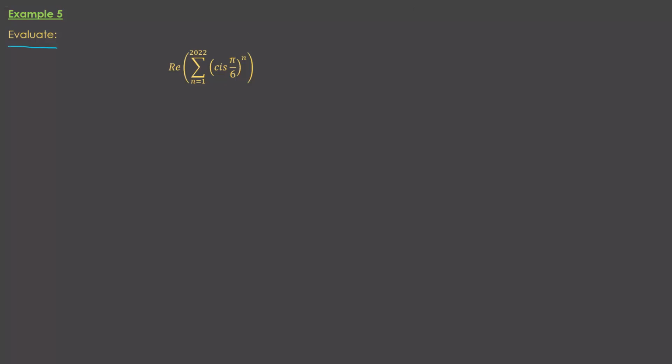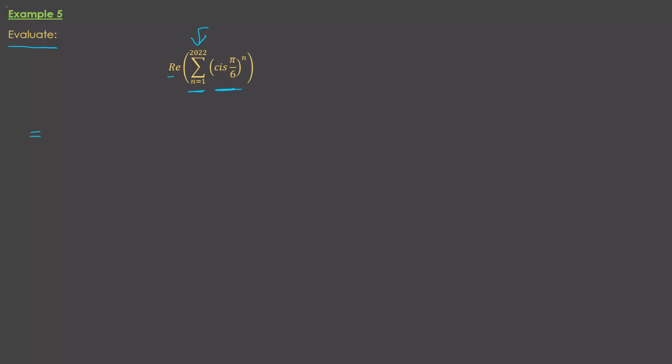So we want to evaluate the real part of the sum from n equals 1 to 2022. And that's the current year. So I'm just using an exam trick here. I've always put in the current year in a question somewhere. And cis pi by 6 to the power n. So let's look at what that actually is.